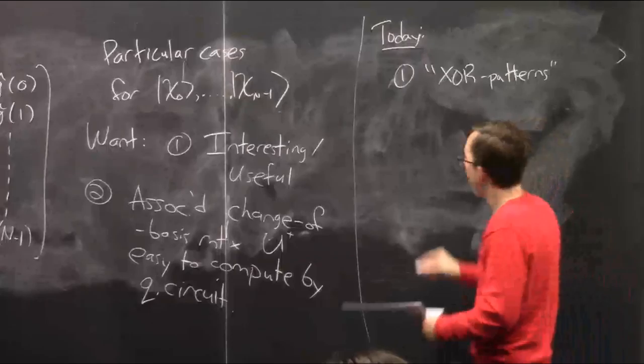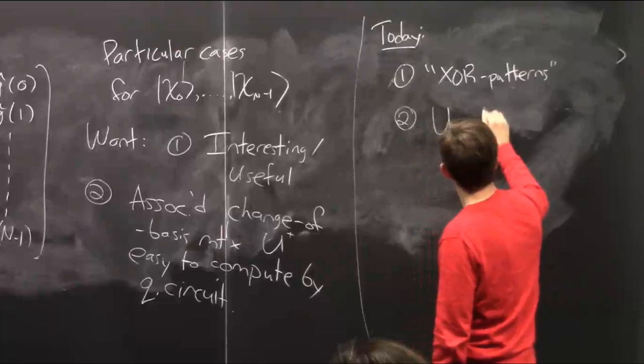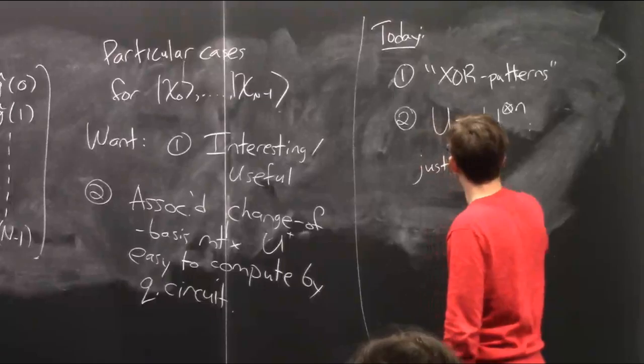And what's particularly great about this choice for the chi's is that this is super, super simple. So here, this U is just the nth tensor power of the Hadamard matrix. So it's literally, to effect this change of basis, you just apply a Hadamard gate to each qubit in your story.